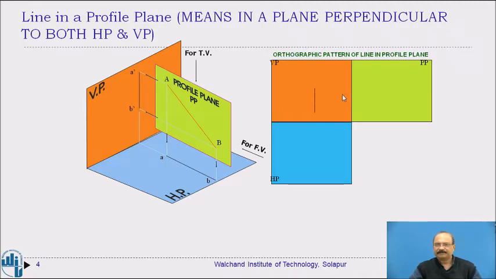Here this is a vertical line. This represents the front view and this represents the top view. Both end points of this line come on the same projector line. This is the XY line, and this is A dash and B dash, and similarly this is A and this is B. We consider this one as the front view and this as the top view.